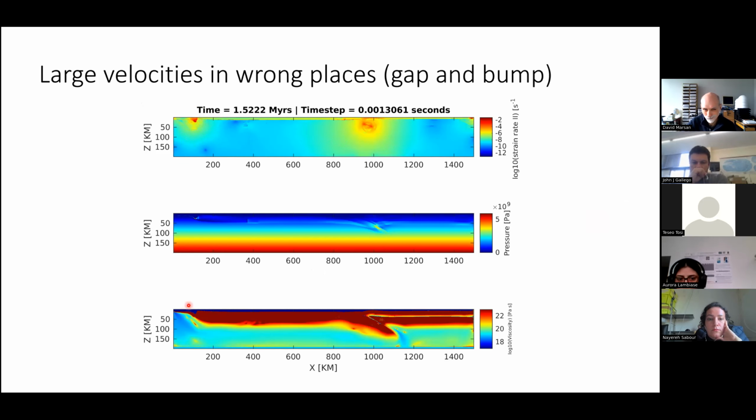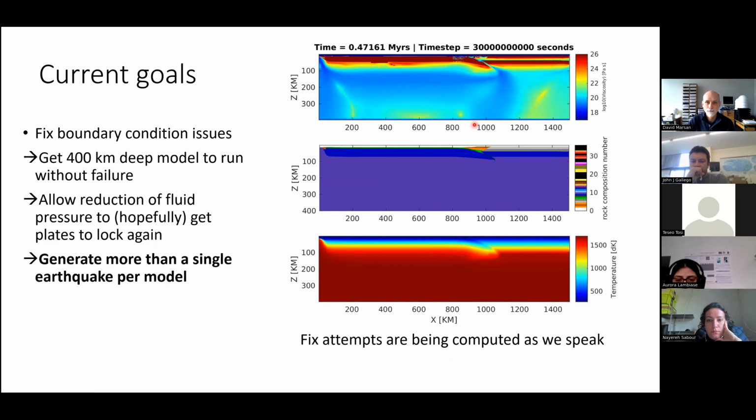You can also see here in the viscosity, this blue wedge going in here is just the air. Also some issues at the right boundary conditions. So these are things I'm trying to fix, and this is currently ongoing. And the main reason for all of this, again, this is the main point: I want this model to be able to generate more than a single earthquake.